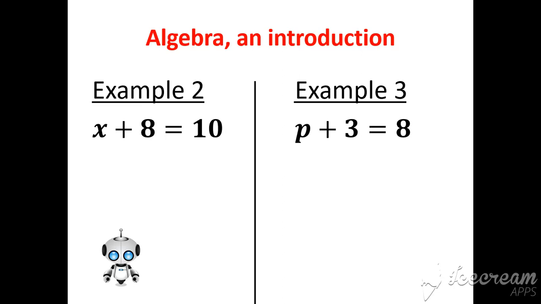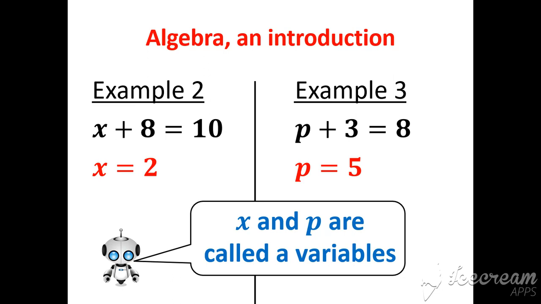Now, here's a couple of examples I've written on the screen. Example 2, x plus 8 is equal to 10. In this example, x has to equal the number 2, because 2 plus 8 more is equal to 10. But in example 3, I've used another letter, p. P plus 3 is equal to 8. And in that example, p has to equal the number 5, because 5 plus 3 is equal to 8. So in these examples, we use letters to represent a number.